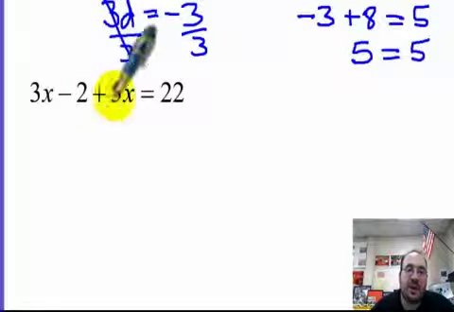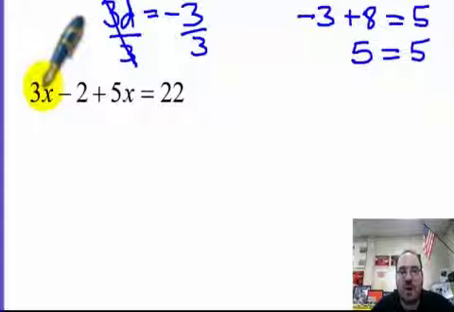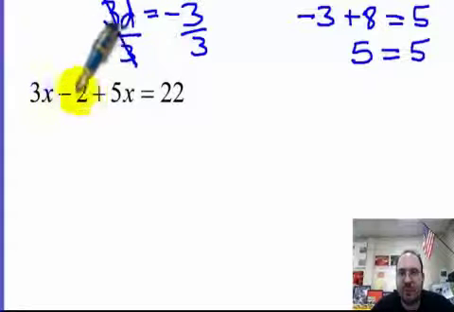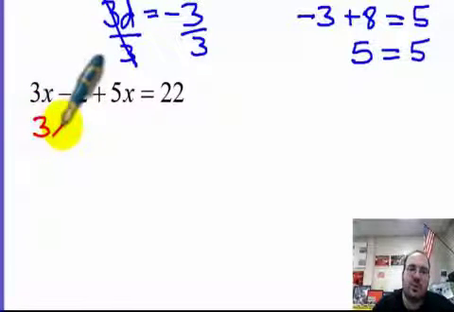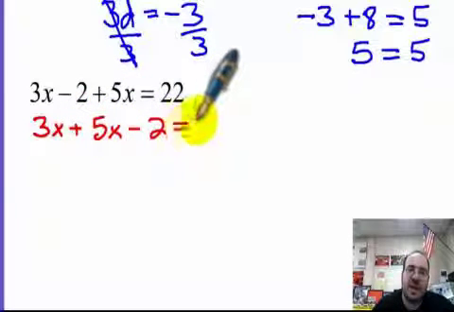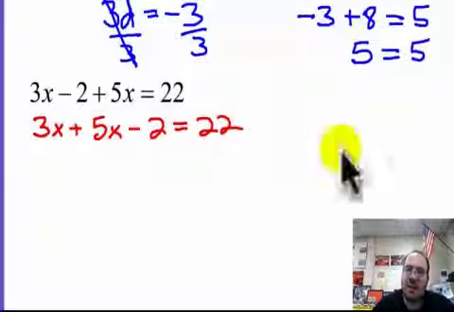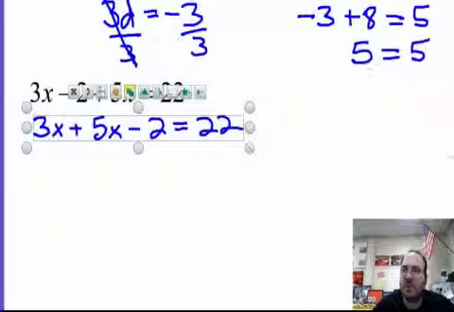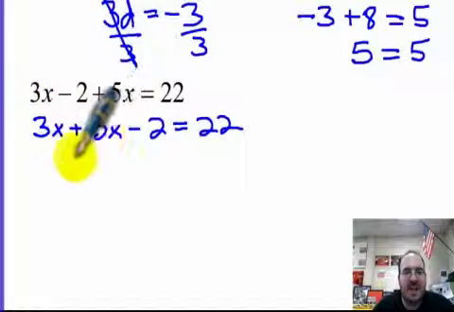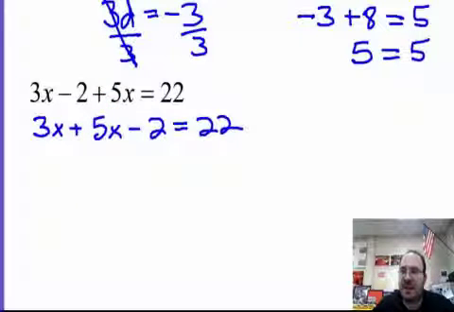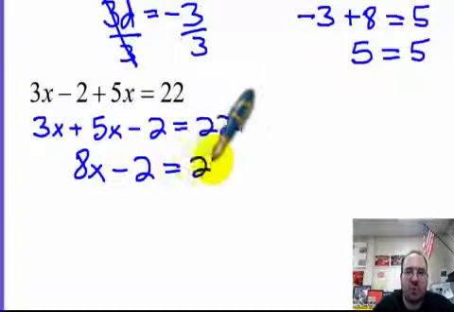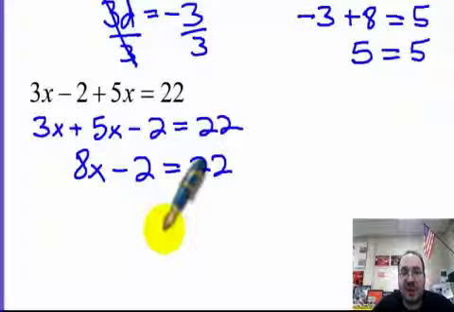Okay, here's another problem where we combine like terms. Now, if you wanted to, you could just realize that the 3 and the 5 can be combined. You can just temporarily ignore the negative 2. Or if you want to, you can put the like terms next to each other. If you need to do that, go ahead and do that. It's okay. I'm going to change the color here, though. Some people have trouble seeing red. Okay, anyhow, I have 3 plus 5 is 8. Whoop, I did it again. I have 8x minus 2 equals 22. And now I have a two-step equation.